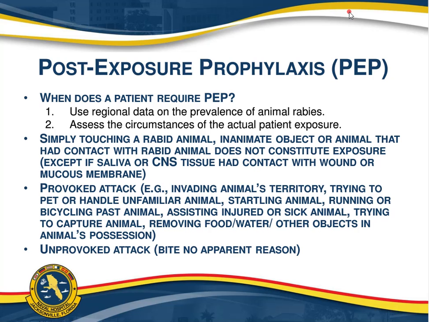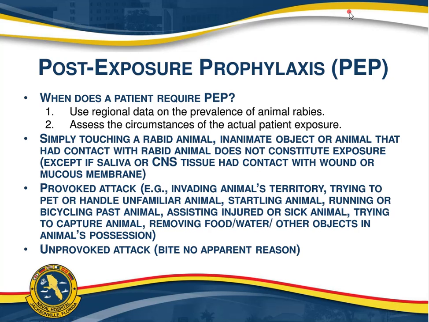So simply touching a rabid animal, or an inanimate object or animal that had contact with a rabid animal, does not constitute exposure. For example, people always wonder, I got bit by a dog, the dog did not look rabid to me, what do I do? The ER doctor is probably not going to give you this post-exposure prophylaxis if the animal did not have any signs or symptoms. If it was a provoked attack, so if you're teasing a dog and he bites you, doesn't matter whether you know the dog or not, you're probably not going to get the vaccine.